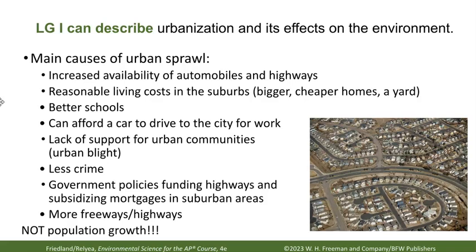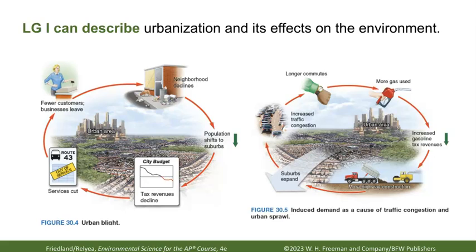People also move to the suburbs when the governments fund the highways. The governments can also subsidize mortgages in suburban areas. Again, more freeways and highways. That's repeated. All right, going on. So this is urban blight.